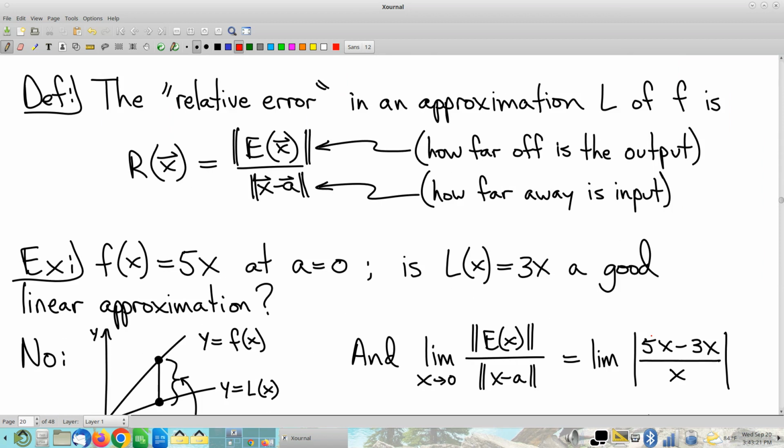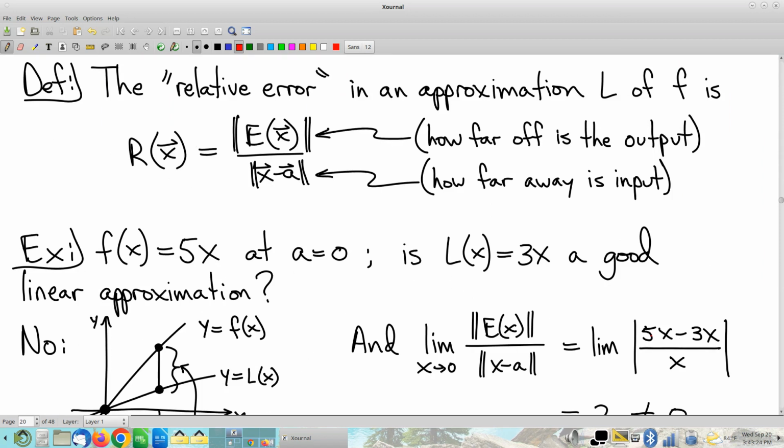So here's what we do. And again, I'm glossing over a week's worth of material in hopefully about 10 minutes here, so I'm not intending to hit all of the important ideas in full treatment, not at all. This is intended to be just a broad brushstroke. But we're going to look at this thing called relative error. Relative error is not error. It's error in comparison with how far away you are from the input. So it's the actual error, how far off is the output, divided by how far away is the input.